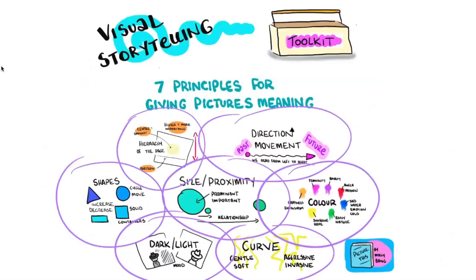So jumping right into that toolkit, I'm going to start by sharing with you 7 key principles for giving pictures meaning. These are principles that you can use to make decisions about the marks you put on your page. We're going to work through each of those and I'll talk you through, and I encourage you to doodle down some notes as we go so that you can reference back.